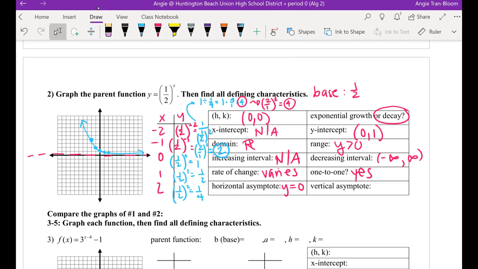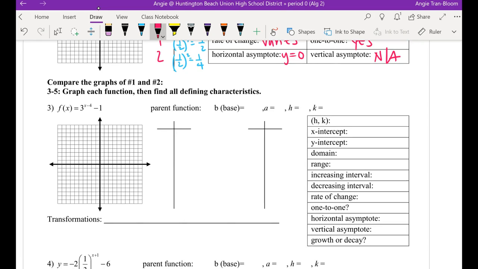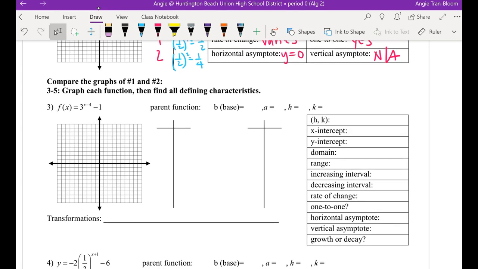Okay. All right. Any questions so far? Oh, vertical asymptote. I forgot to fill that in. We should write what? NA. All right, here we go. This is no longer a parent.